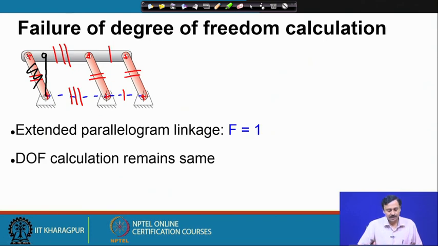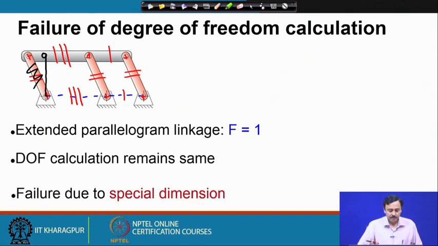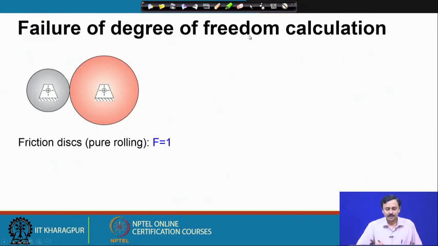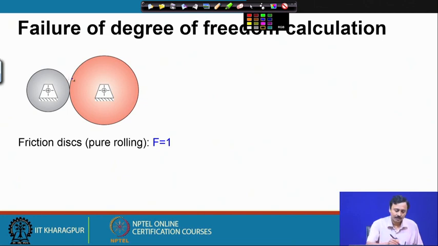So, degree of freedom calculation has remained the same, as I have said. So, the failure is due to special dimensions, as we have discussed. Next is this example of two friction disks. By friction disks, I mean at this point you have very large friction, infinite friction, like gears.